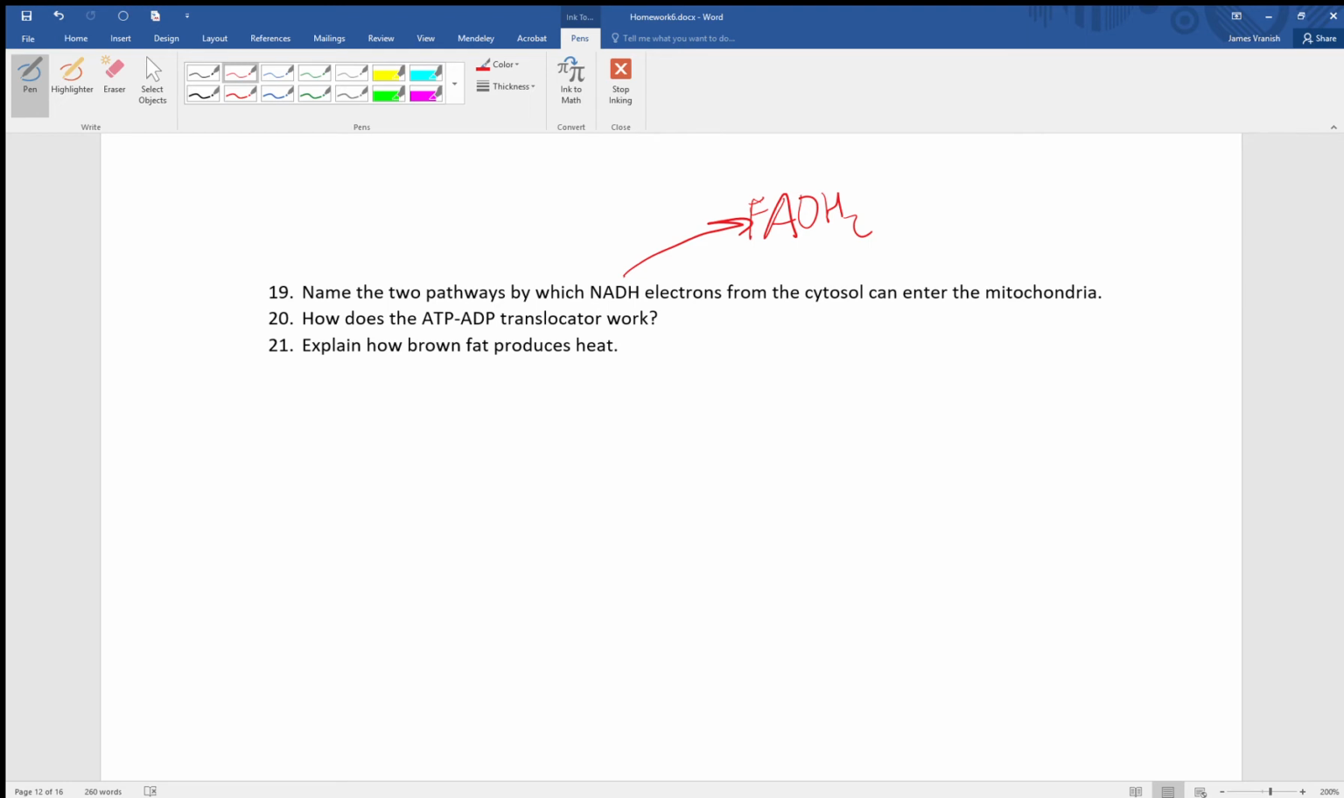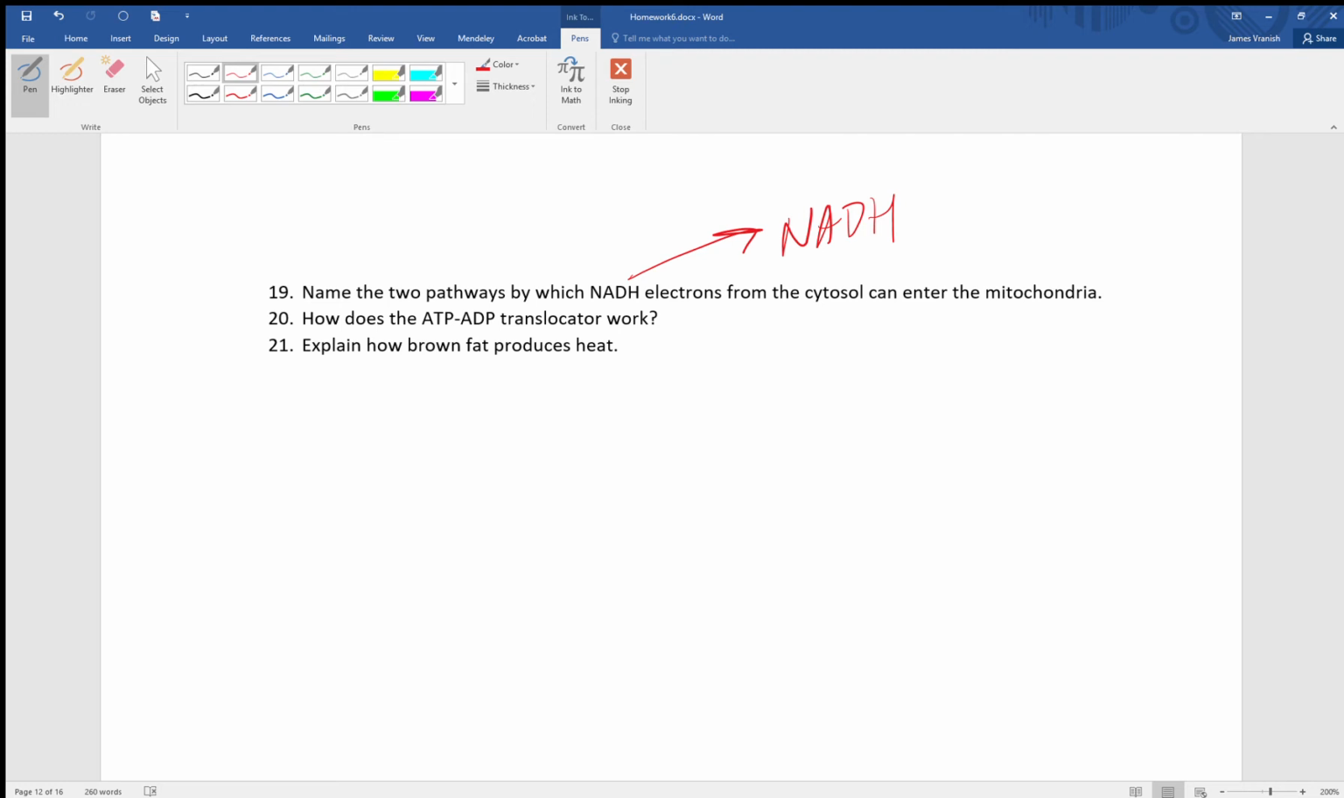The other shuttle is the malate aspartate shuttle, and it's a more complicated shuttle, but it has the advantage that NADH on the outside of the mitochondria is turned into NADH on the inside of the mitochondria. There's no net free energy change, at least standard free energy change, with the malate aspartate shuttle. So those electrons from NADH can be turned directly into NADH on the inside of the mitochondria and used for the electron transport chain. All right, number 20.